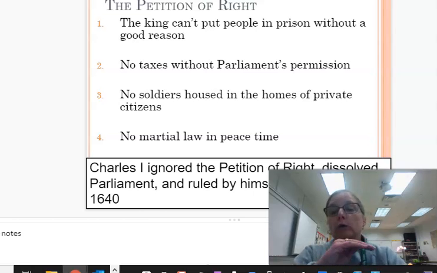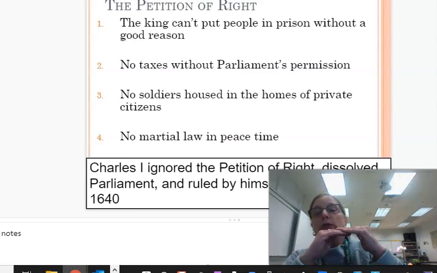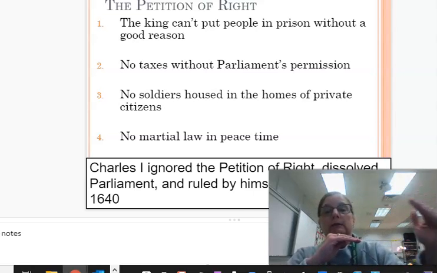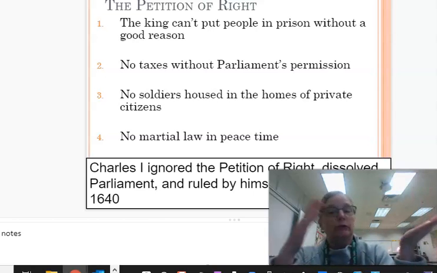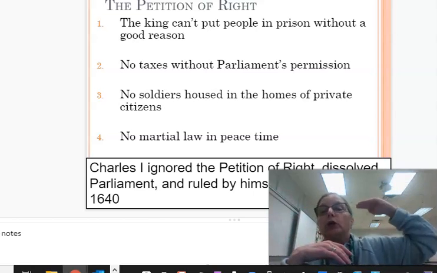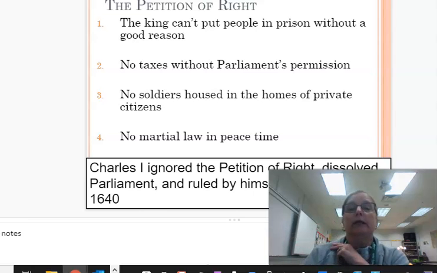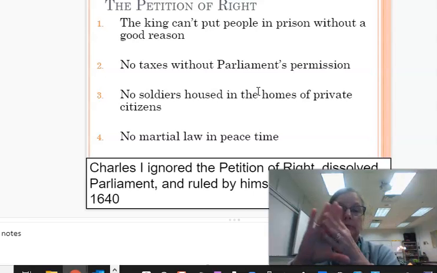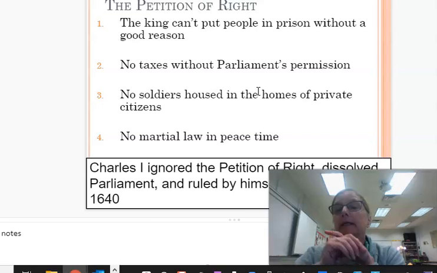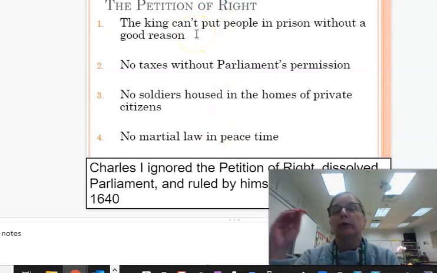In fact, no taxes. Parliament could approve new taxes, but once the taxes were approved, that was the end of their job. They're saying now no taxes without consent. Also, no forced soldiers housed in the private homes of citizens, which is going to be very interesting because if you look at our Bill of Rights, we have no soldiers housed in private homes. It's no forced quartering. No military law in peacetime. So the military cannot come into a person's house. And the king has to have a reason to put you in jail.